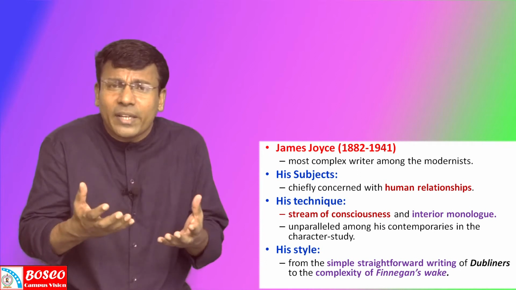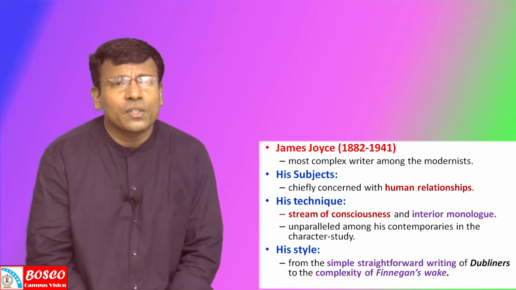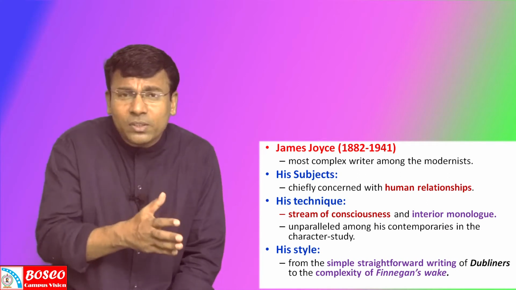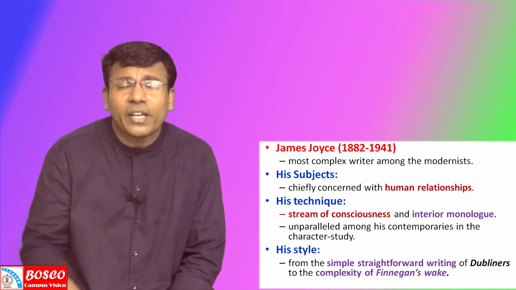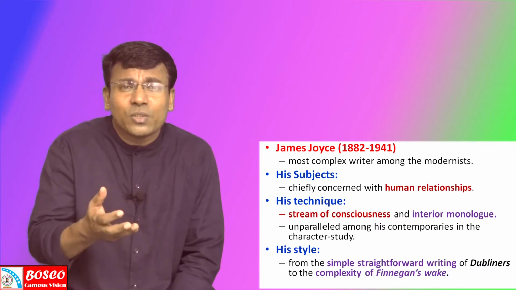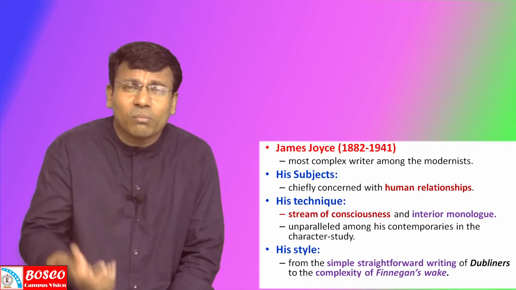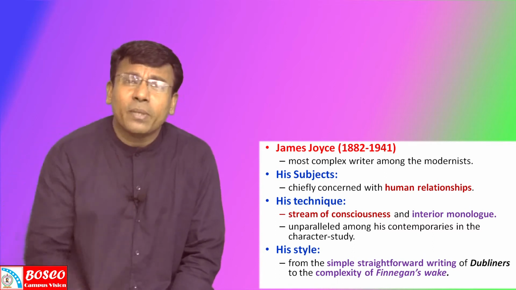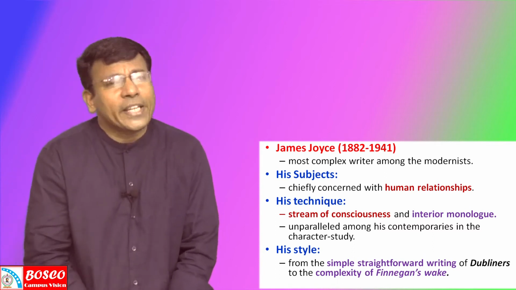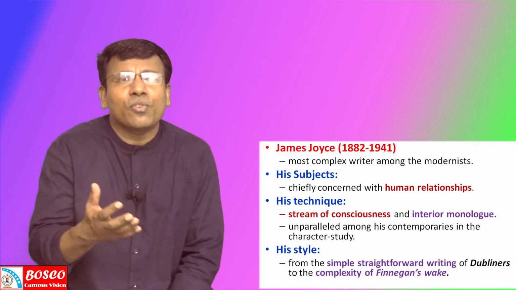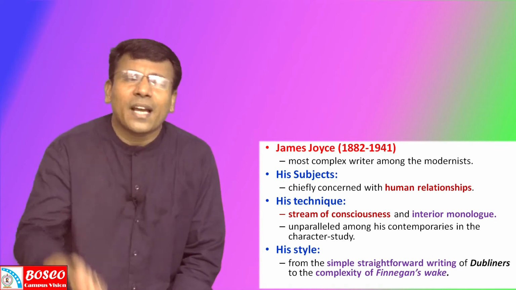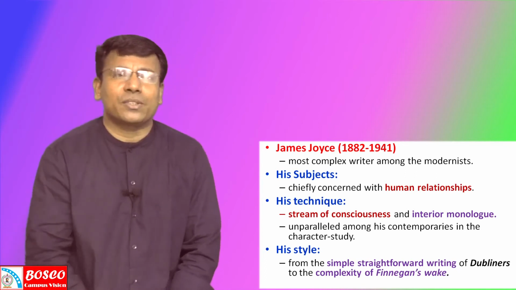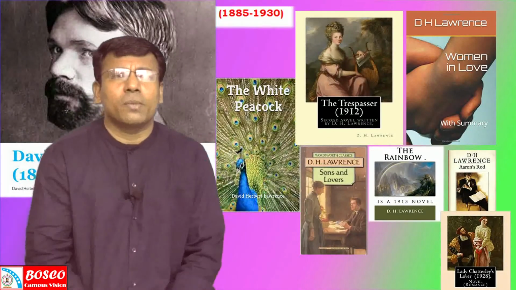What was the style that he used? The style of James Joyce developed from the simple, straightforward writing of Dubliners to the complexity of Finnegans Wake. We said Finnegans Wake is a complex work, we cannot comprehend it. His interest in language and his eager experimentations are unequaled in any period. His genius is for the comic rather than the tragic view of life, and his work is full of wit and puns.